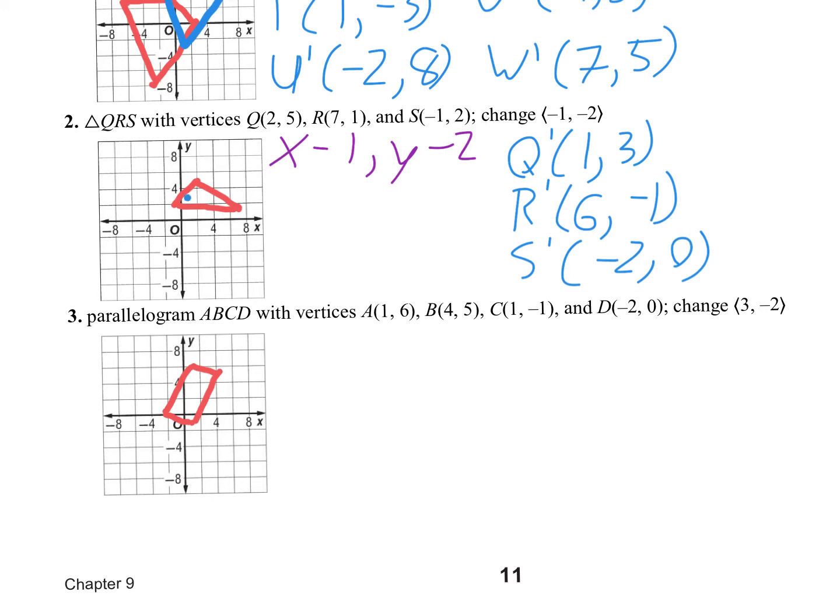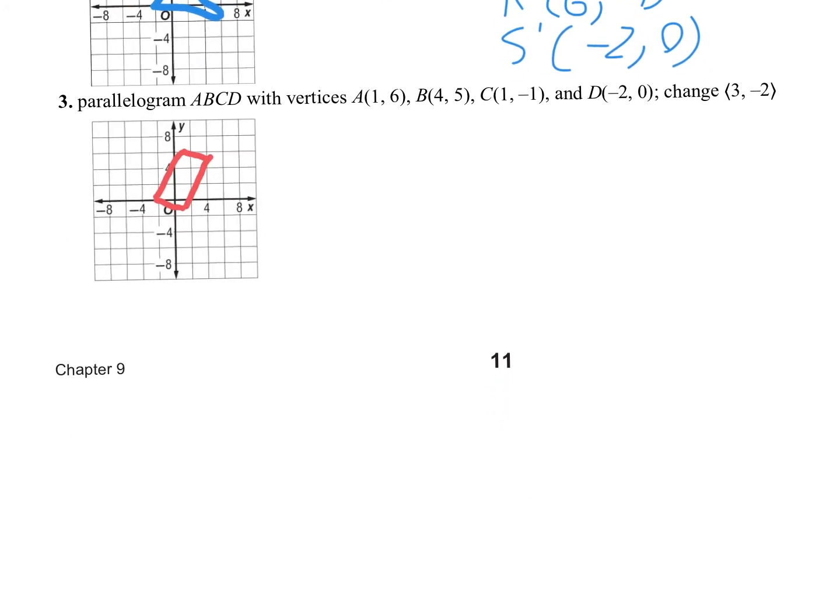(1, 3), (6, -1), and (-2, 0). Give us our translated triangle there. Assuming that they're all straight lines, of course, because yay touchpads.